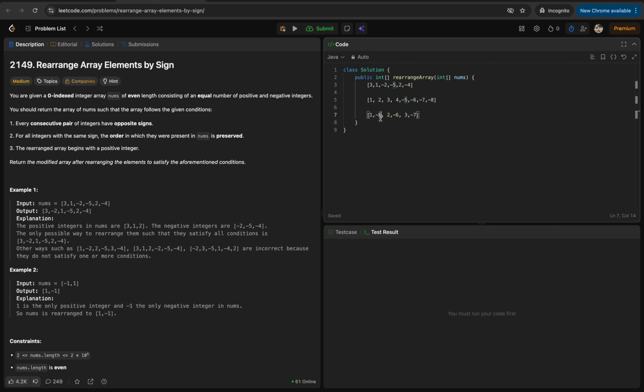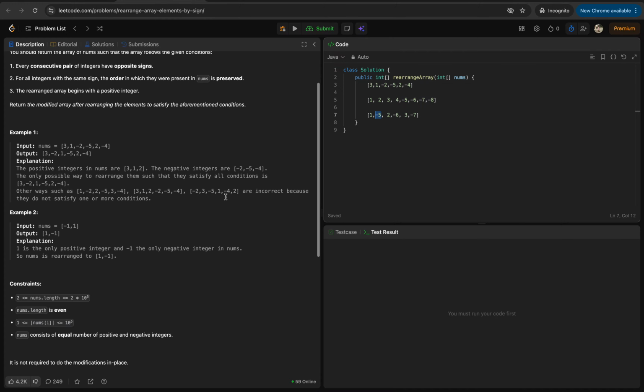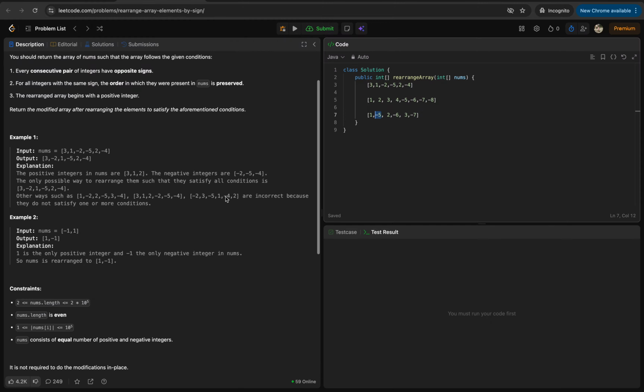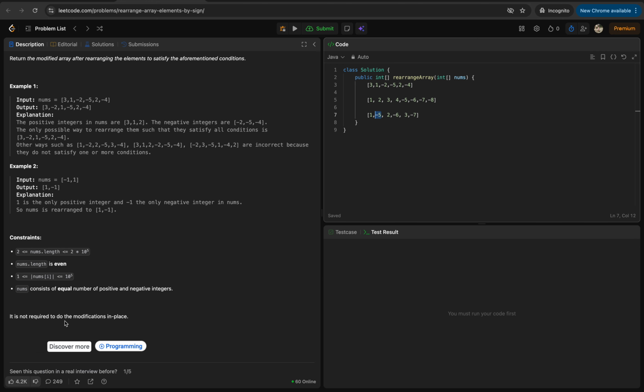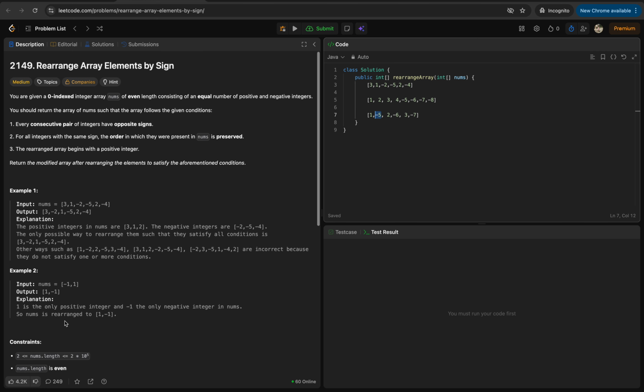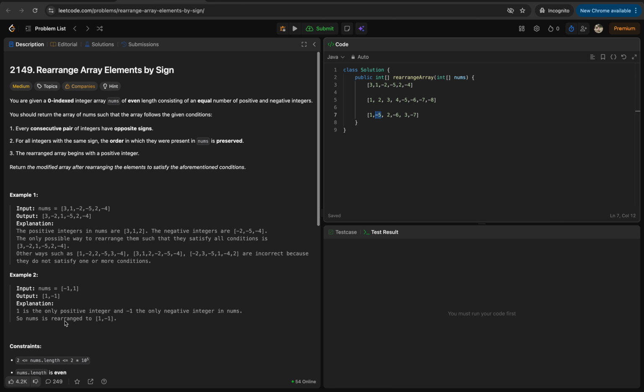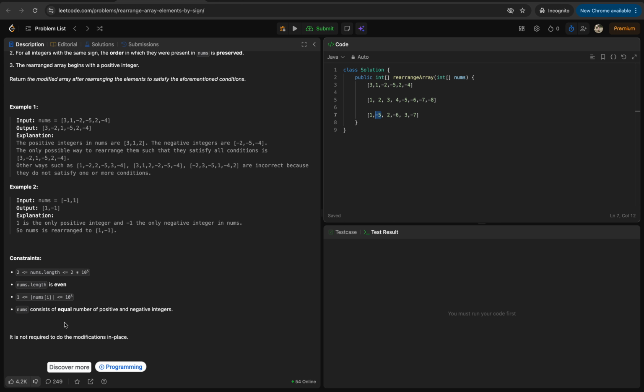1 minus 5. Okay, they're saying it is not required to do the modifications in place. Then what's the problem? If it's not required to do the modifications in place, then we can use a new array, right?